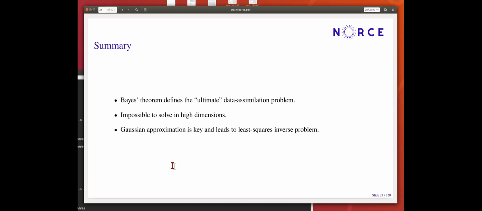Yeah, so Bayes' theorem defines the ultimate data assimilation problem. It's impossible to solve in high dimensions. And Gaussian approximation is key and leads to least squares inverse problems. Of course, there are methods that don't make the Gaussian approximation, like particle filters, particle flows, but I'm not going to discuss that at all in this presentation.